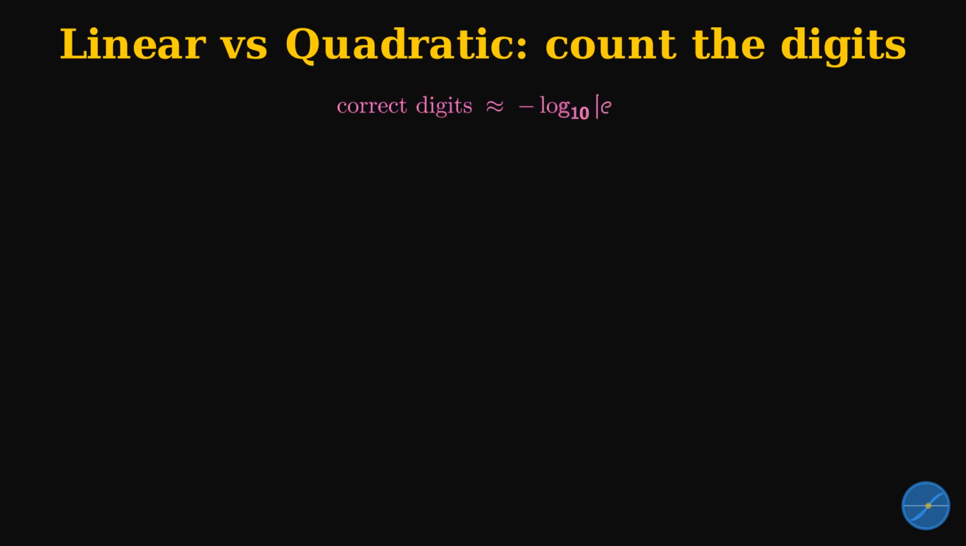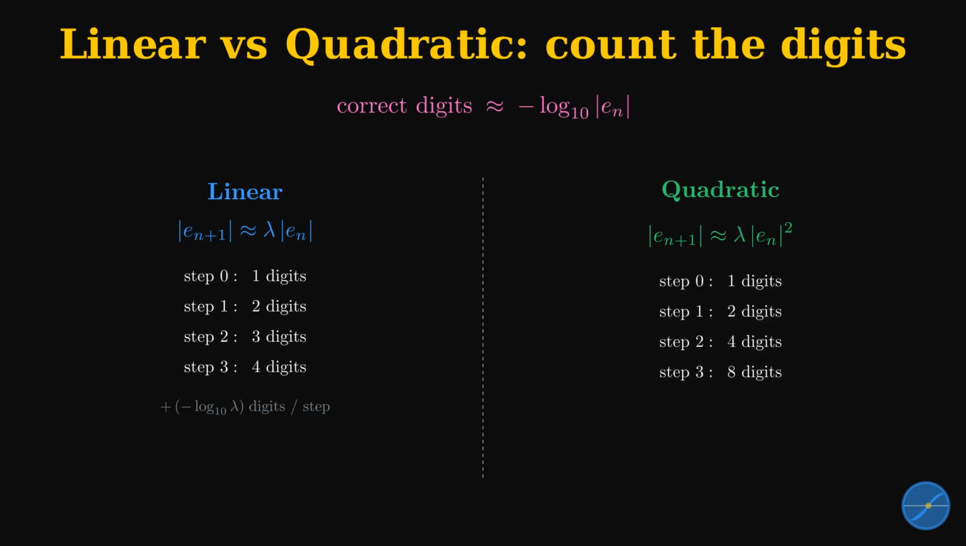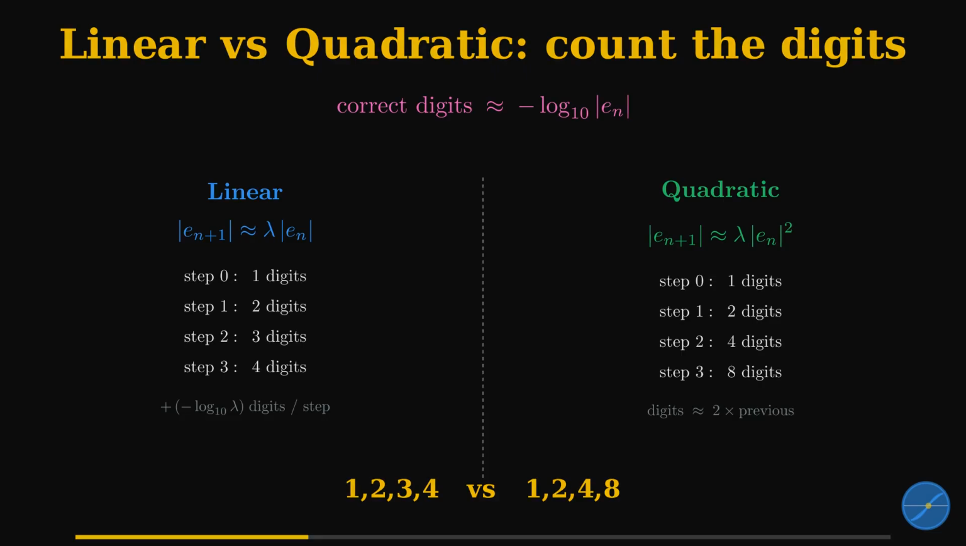One fact first, the number of correct digits is about minus log 10 of the error. Linear convergence multiplies the error by a constant each step. So it adds a fixed number of correct digits every step, a steady climb. Quadratic convergence multiplies by the error itself. The error gets squared. That roughly doubles the correct digits every step. 1, 2, 3, 4 versus 1, 2, 4, 8. That gap is the whole story.